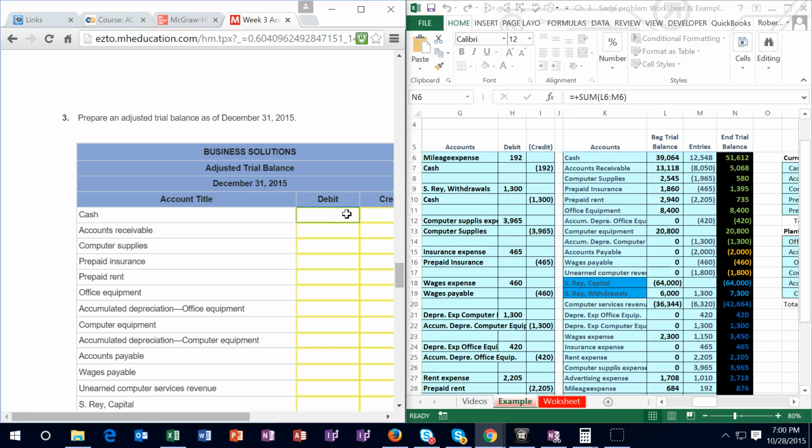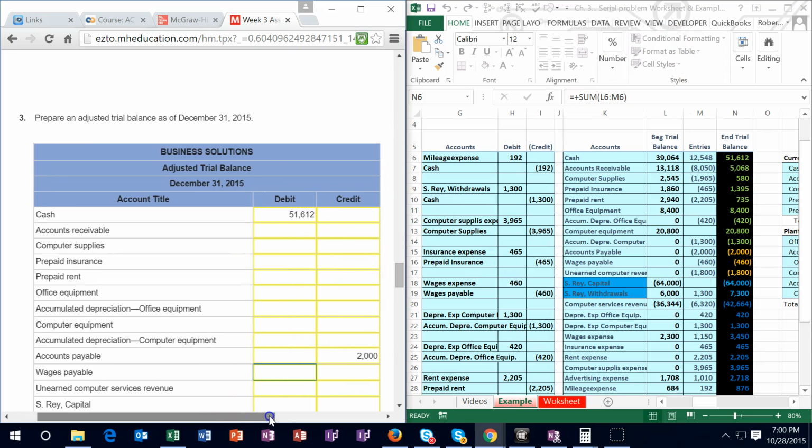They'll be positive numbers, 51612. But for example, the credit, which is represented by brackets in this case, accounts payable, would be down here in accounts payable on the credit side, and I would enter it with no brackets, 2000. And that's going to be a difference in the reporting between these 2 formats. You'll see both of these types of formats within practice.